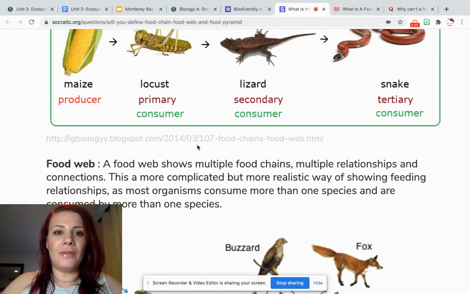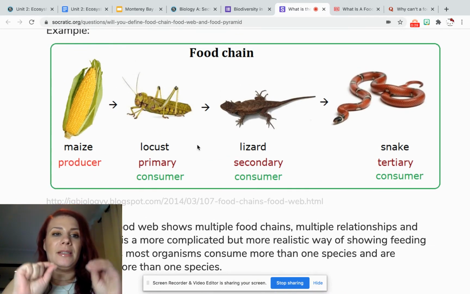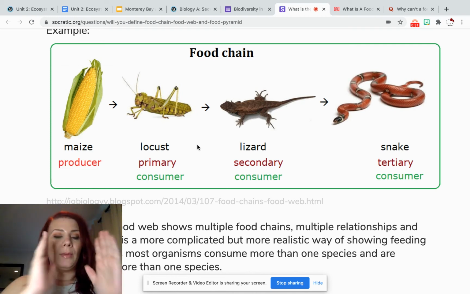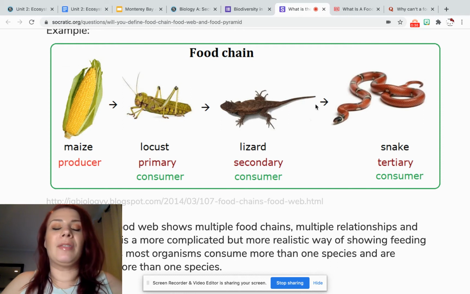And a few things with this food chain. One of the things that it's showing you here is some organisms, right? So we have corn, we have a locust, or you could think of it as a cricket, we have a lizard, and then we have a snake. And so you see these arrows.